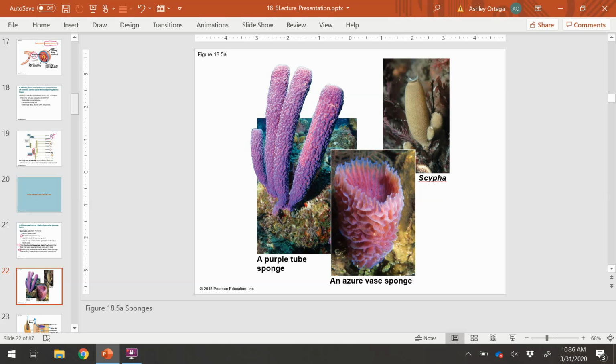So here we can see some examples of sponges. So as your face sponge, the Sypha sponge is one we'll look at in lab. In lab next week, we will see a lot of sponges and Cnidarians. And so also here, purple tube sponge. So there are different classifications of sponges that we'll see in lab.